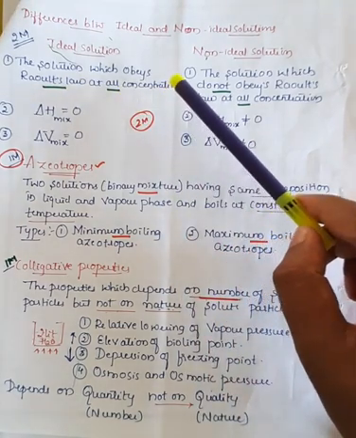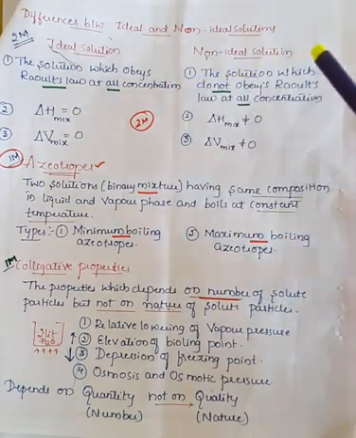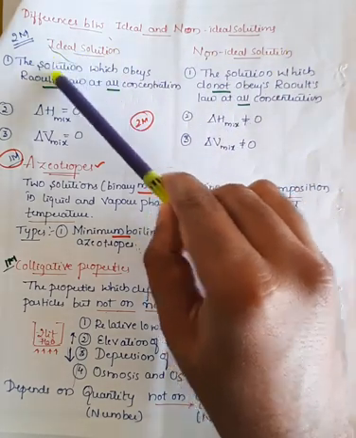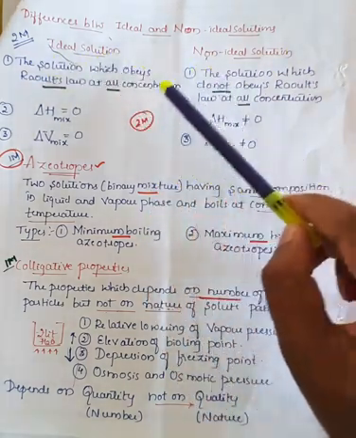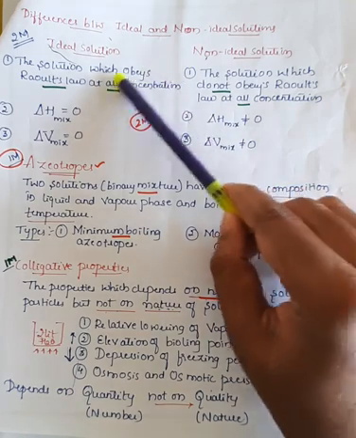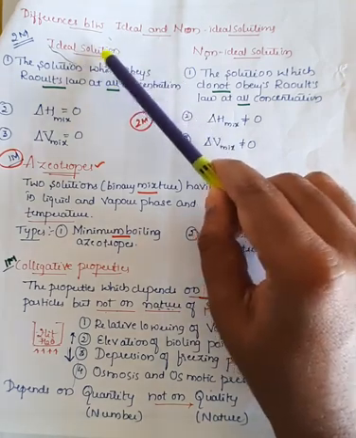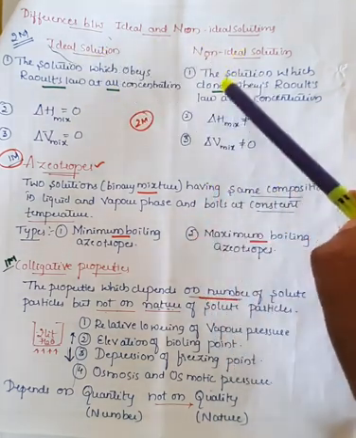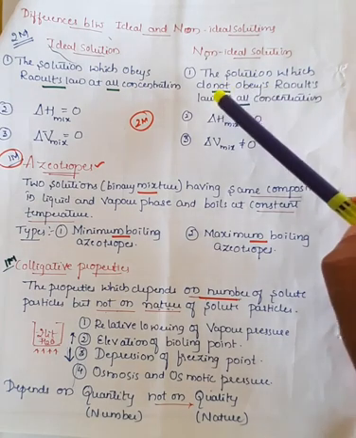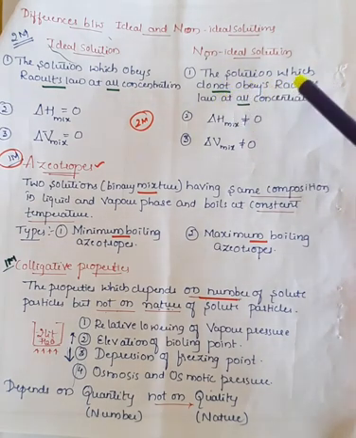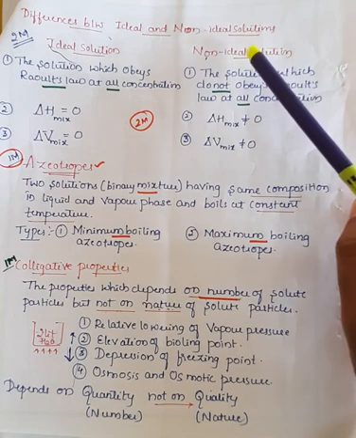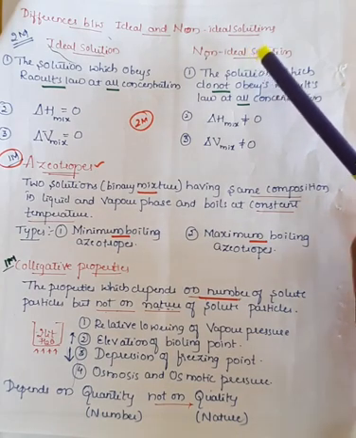Already we know that Raoult's law is P total is equal to P1 plus P2, right? So therefore, the solution which has the capacity to obey the Raoult's law at all concentration is called an ideal solution. And non-ideal solution means the solution which does not obey the Raoult's law at all concentration, then that is called a non-ideal solution. That is the first important difference.